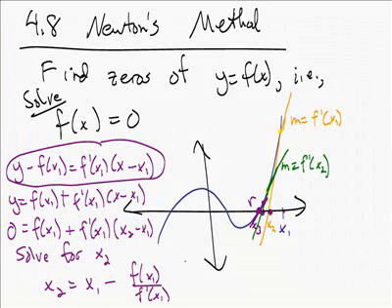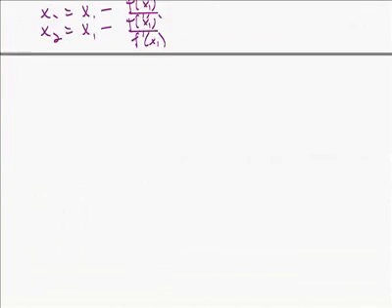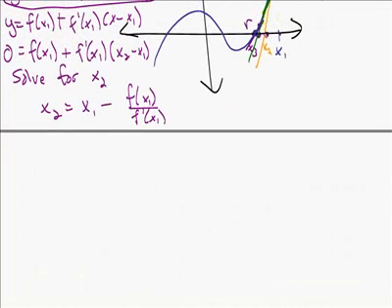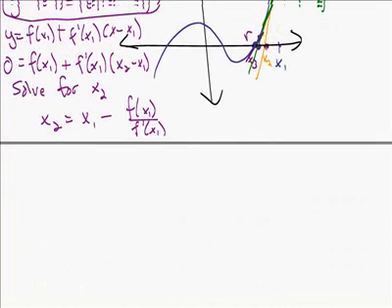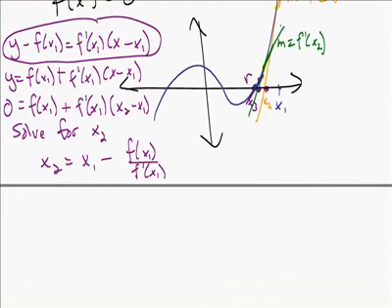Then we can continue this pattern. If we're interested in finding x sub 3, we could do the same thing: find the equation of the line tangent to the curve at x2 comma f of x sub 2, which is this point right here. This is x2 comma f of x sub 2, with a tangent line with slope f prime of x sub 2.